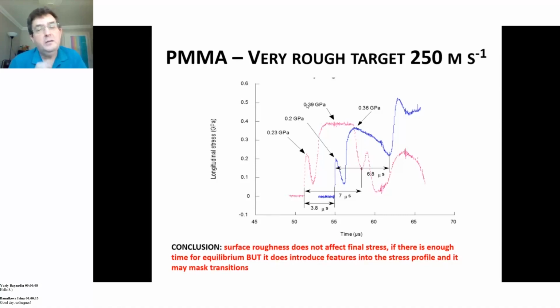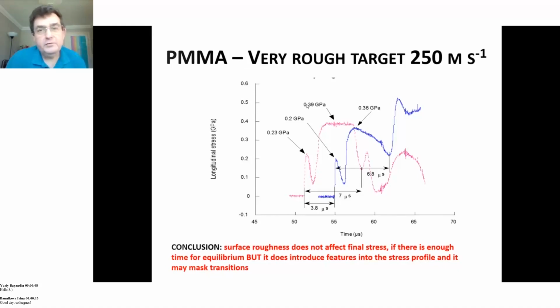If you didn't know what's happening, you may think there are extra phenomena occurring in this impact. And that can be quite worrisome because you could attribute this to some new physics, to some wonderful new phenomena that's occurring, and actually it's just the roughness of the gauge, the roughness of the target. So please bear that in mind.